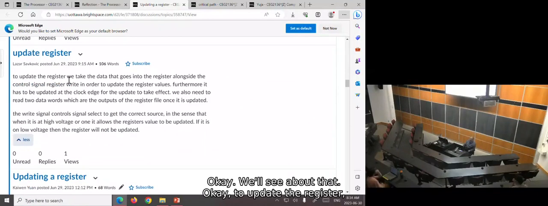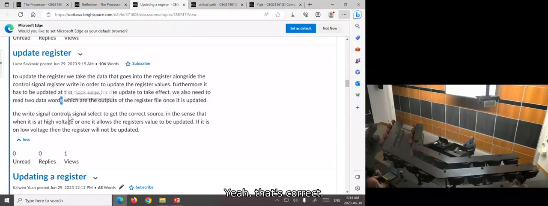To update the register, we take the data that goes into the register alongside the control signal, right, in order to update. Furthermore, it has to be updated at the clock edge for the update to take effect. We also need to read two data. You shouldn't go to this detail. This is not required for updating the register, okay? The write signal control. But you haven't talked about the instructions, yeah? That's correct. Which instructions do you think update the register? Just name one or two.